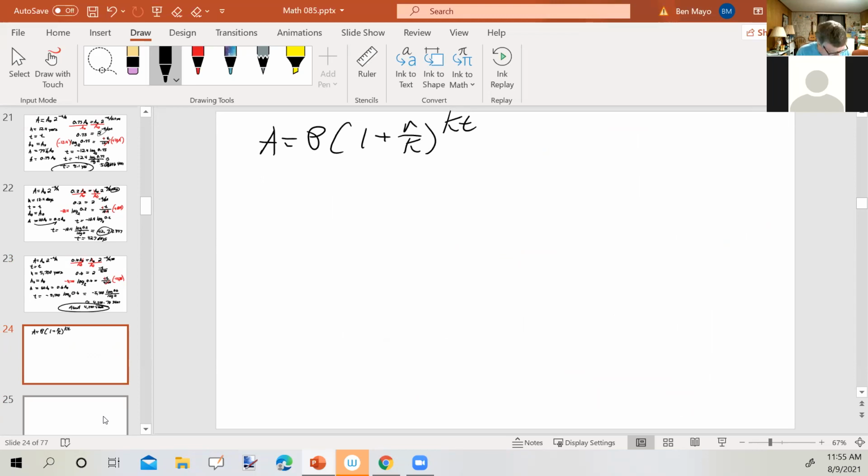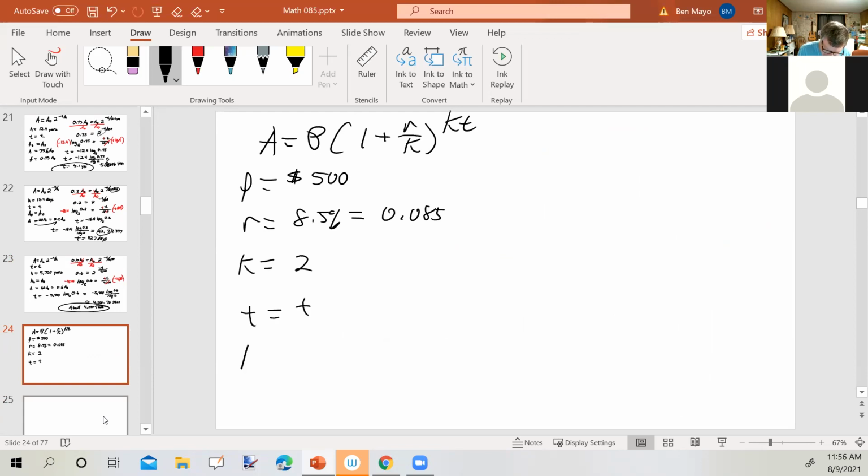All right, so let's see here. $500 is deposited, so that's P. 8.5% annual interest, so that's R, which is 0.085. Compounded semi-annually, so K is 2, and T is the unknown. And we want the final amount to be $800. So we're going to make $300 in interest. How long is it going to take?